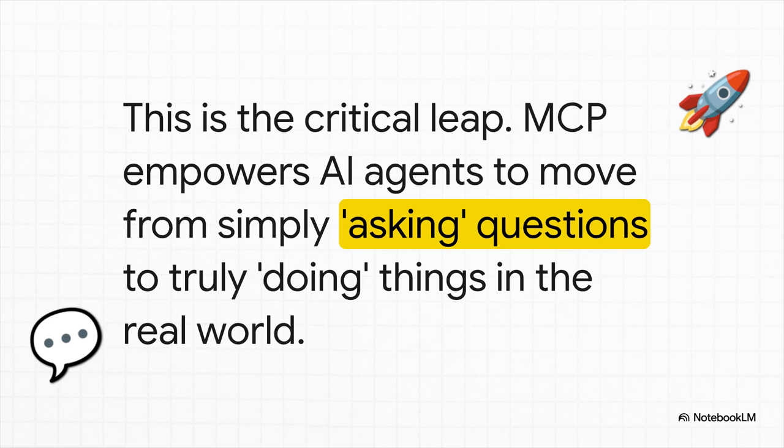And that right there is the whole point. This is the critical leap. We are moving away from AI that can only ask and answer questions to AI agents that can actually do things. That brain in the jar, it now has hands. It can take meaningful, complex actions in the world on your behalf.